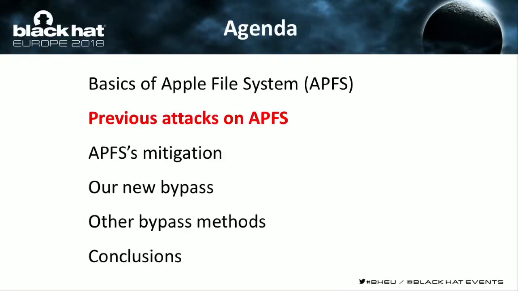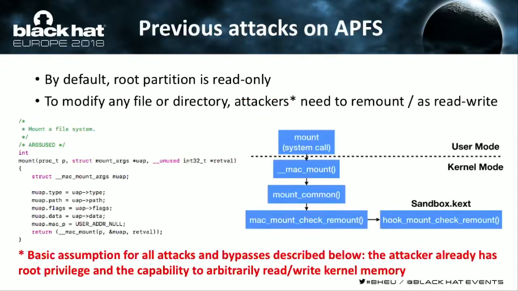Next, let's have a look at previous attacks on APFS. As I have said, in most times, the root partition is the attacker's main target because it holds many important code and data. But by default, the root partition is read-only. In order to modify files or directories in this partition, attackers have to remount the root partition to read and write. In these attacks, the basic assumption is that the attacker already has root privilege and the capability to arbitrarily read and write kernel memory.